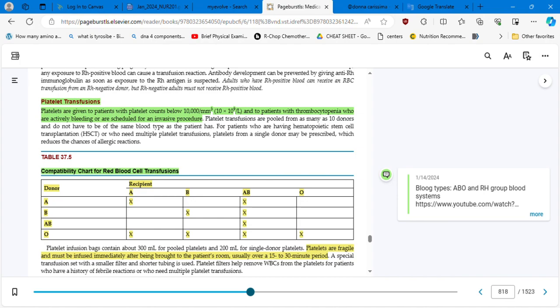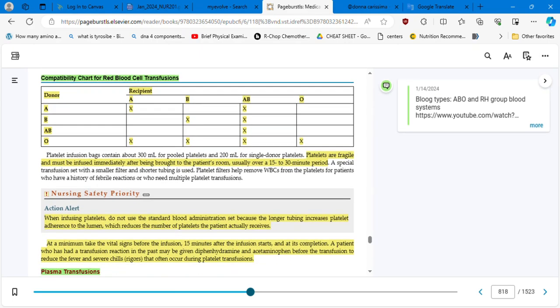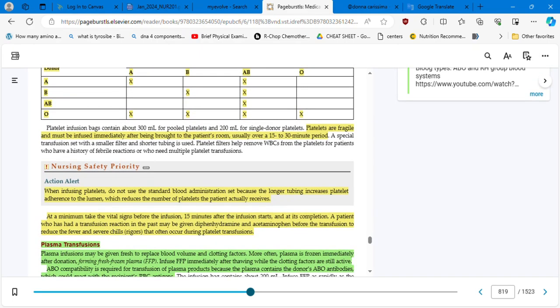So, blood types. The universal donor is the O type, and the universal recipient is the AB. And I have included a video for you to understand this, and I want you to access this video in the supplemental file that I'm going to give you guys.